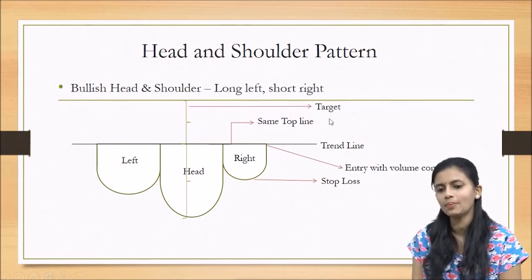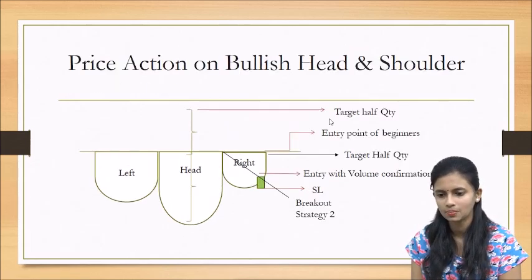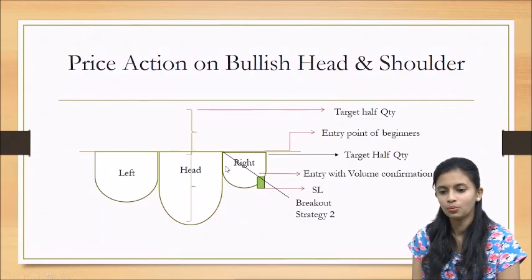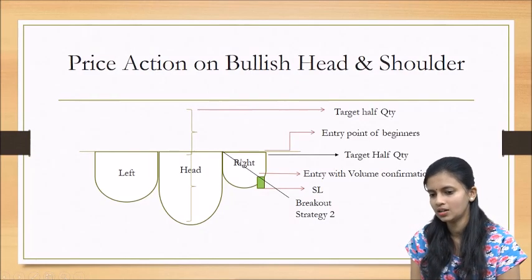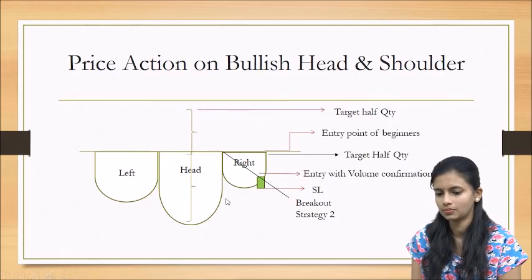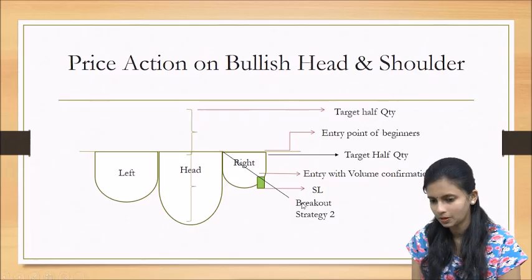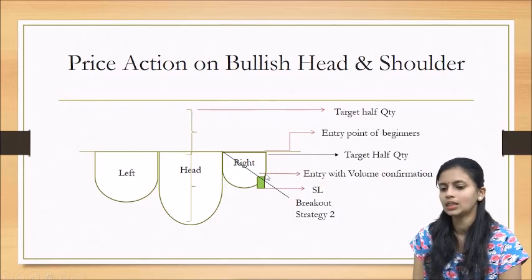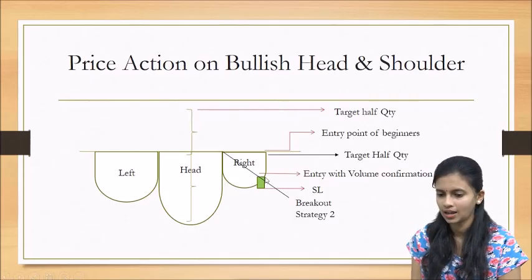Now let's see what happens if we apply price action on this pattern. When you apply price action on this pattern, we will check the breakout here itself. First, trend confirmation is important. After that, if you get the breakout here, then this candle itself will be your entry candle. Also, volume confirmation is very important. What happens now is your entry point will be here, right? Entry with volume confirmation. Stop loss will be just below this candle.